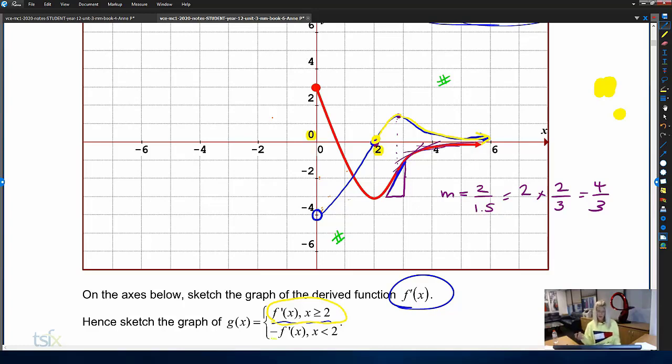Whenever you make the output negative, you're reflecting over the x-axis. So what it's saying is reflect that derivative graph, the gradient function graph, over the x-axis when x is less than 2. So that gives us this function here. It ends at about there. So in yellow we have the graph of g of x. So I'll just color that on here. So on that same graph, we've graphed g of x and we've graphed the derivative f dash x.